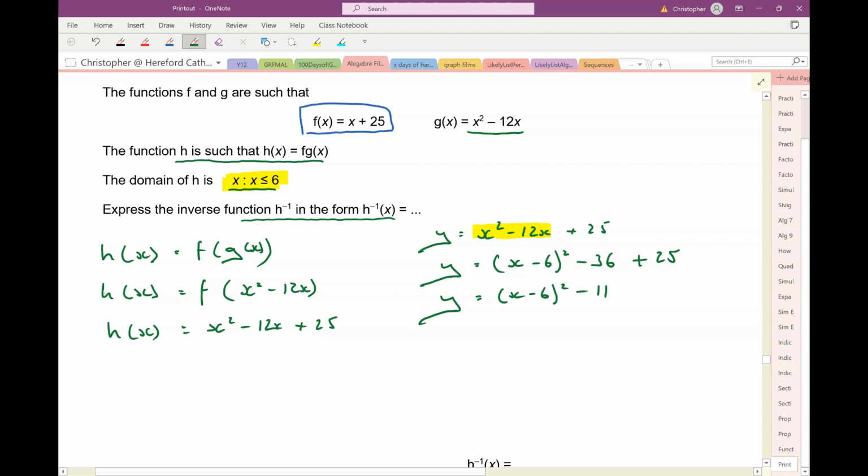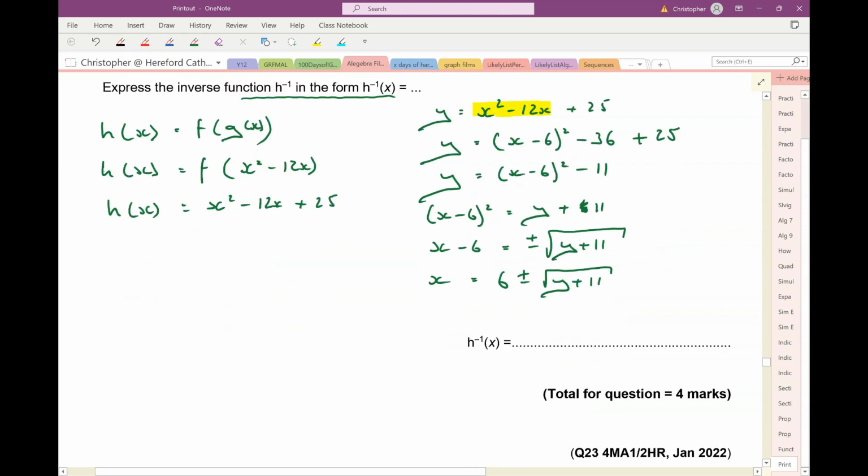And now I've simply got to make x the subject. So let's add 11 to both sides. Right, now let's square root both sides. x − 6 will be either of the square roots of y + 11. Let's add 6 to both sides, writing that at the beginning of the expression here.